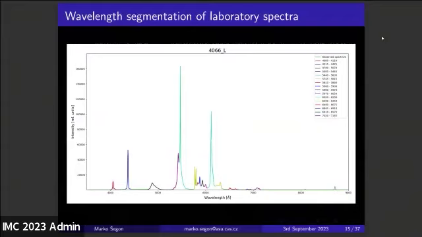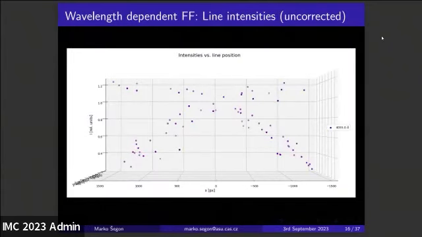And if we plot for just one of these segments the total intensity versus the position of the line in the field of view, we get something like this. So this is prior to applying the previously determined wavelength independent part of the flat field.